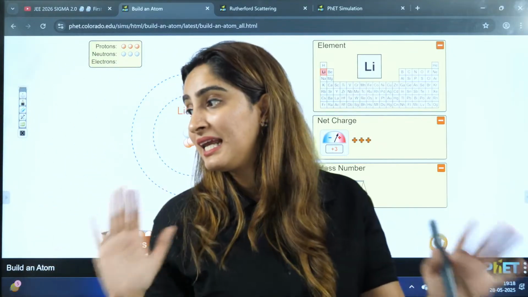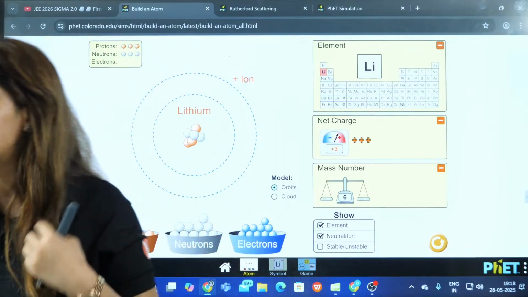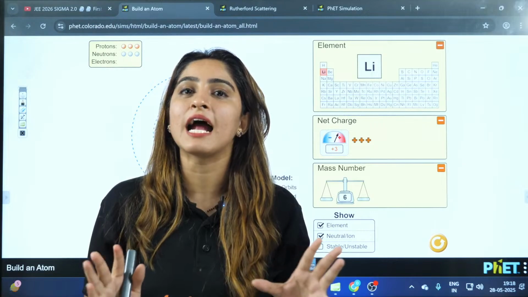Got it? Clear? Any problem in this, students? Is that clear to everybody or not? Is it an interesting way to understand things?